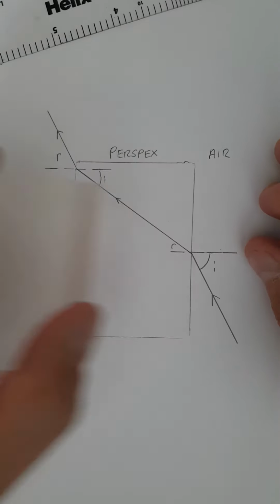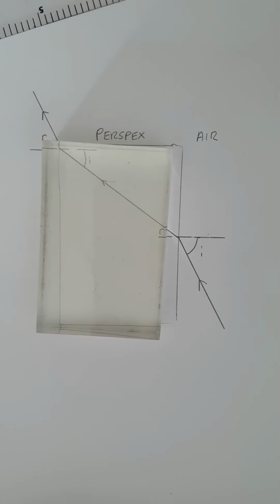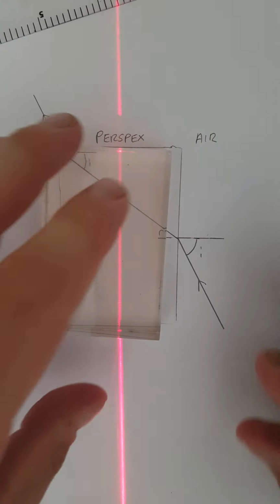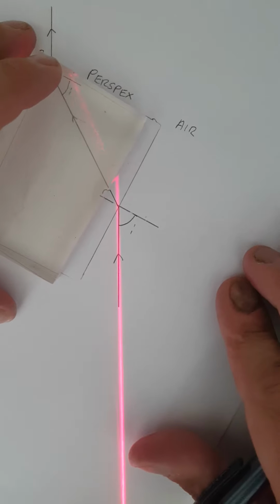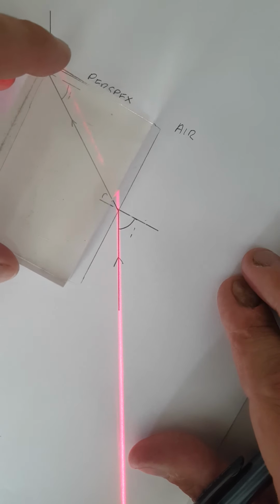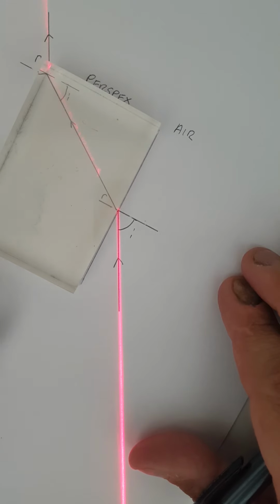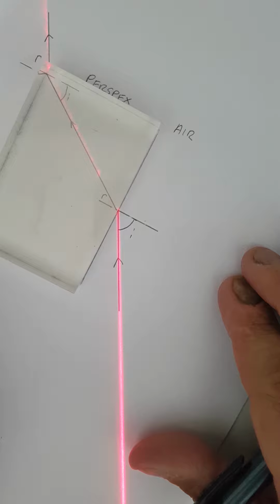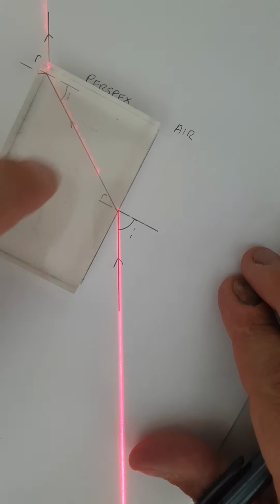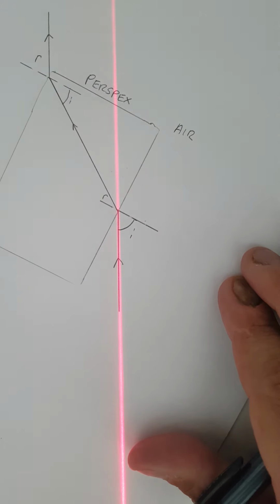Let's just check this with a laser. Might not be exact, but it'd be interesting to see how close it is. That's actually pretty good. Not bad at all. Pretty much follows the exact path. Now this path will change. The amount that the light refracts will change depending on the material you're using.